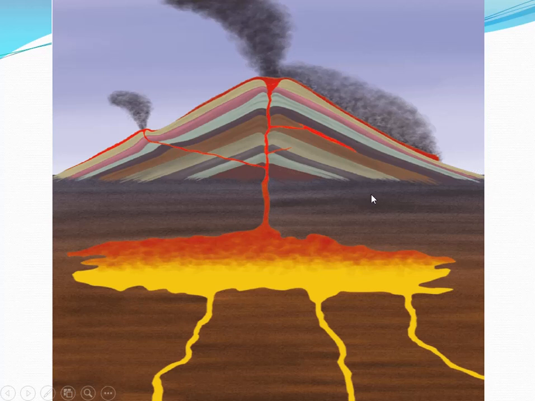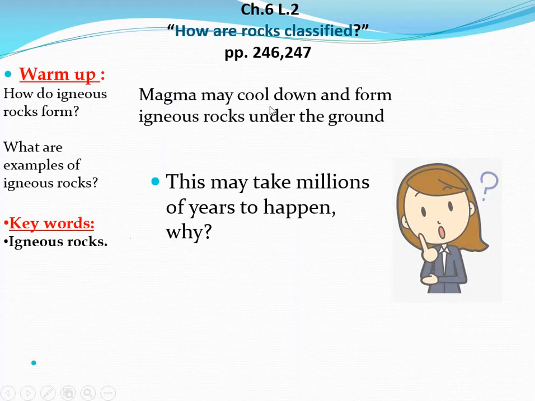Did you hear sometimes some volcanoes they don't erupt? So the magma under the ground will cool down without getting outside. So this magma also will form igneous rocks. Magma may cool down and form igneous rocks even under the ground. This may take millions of years to happen.